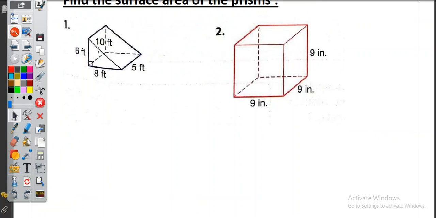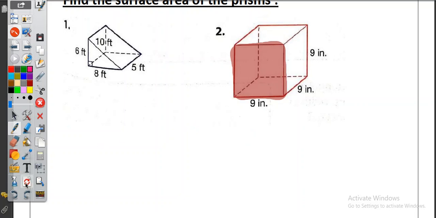Well, let me start with the cube here in question 2. How many faces do we have here? Yes, we have 6 faces. I will find the area of one face only because all the faces are equal. So it's enough to find the area of one face. Let me color it. One face is enough. I will find the area of one of them, then I will multiply it by 6 to find the surface area.